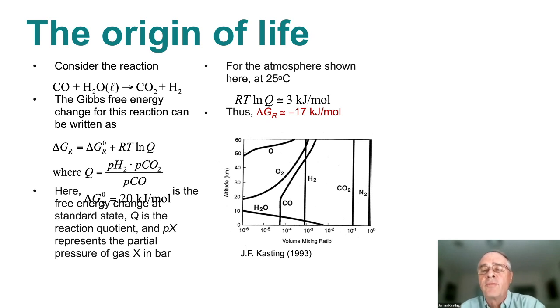So the free energy in the environment is delta GR, and that's delta GR0, the free energy of the standard state, plus RT ln Q, natural log of Q, where Q is the reaction quotient, and that is the product of the products divided by the product of the reactants.